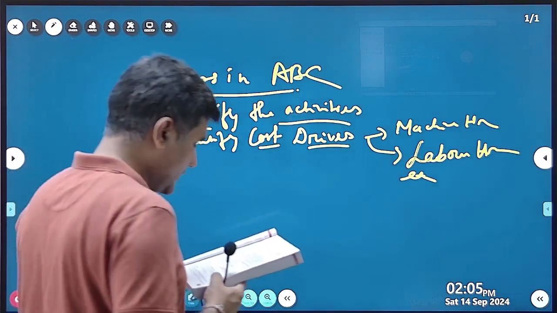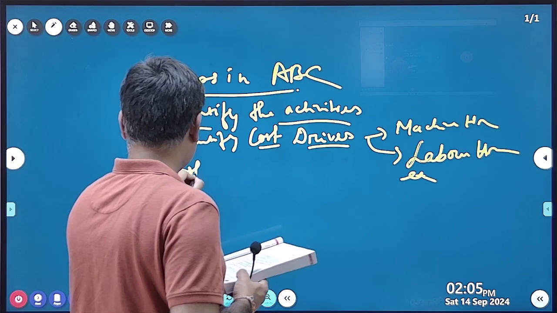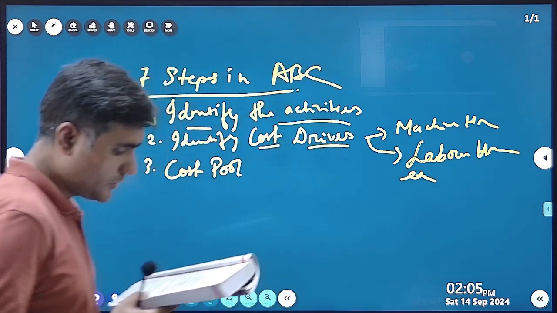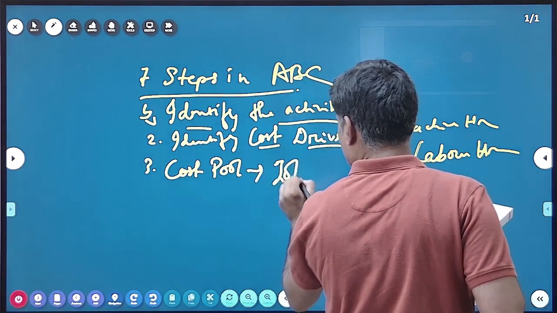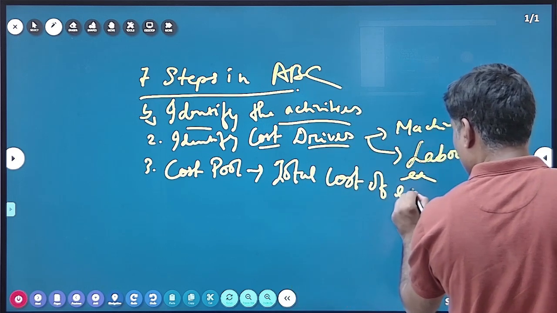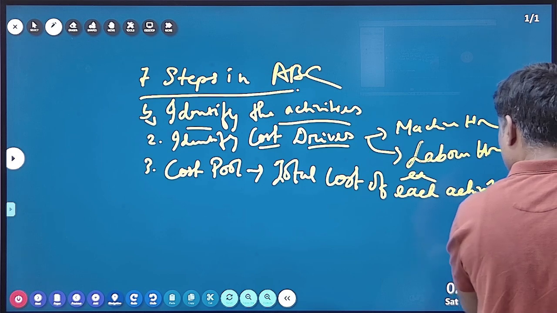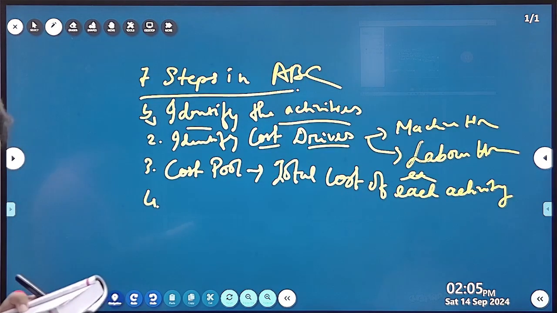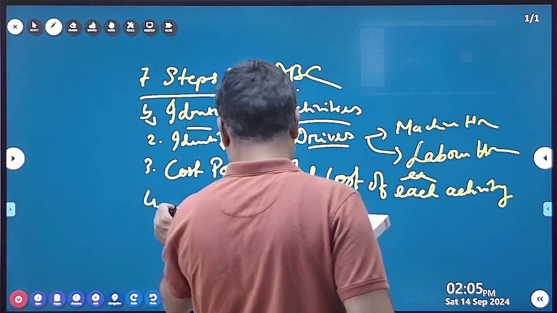Then we identify the cost pool. Cost pool means the total cost of each activity. Okay. Fourth, we calculate the overhead absorption rate for each cost driver.